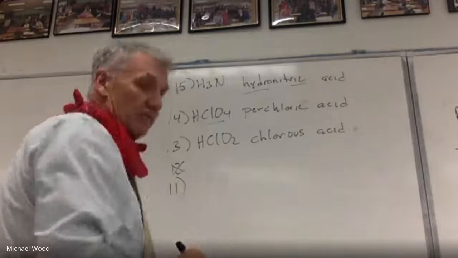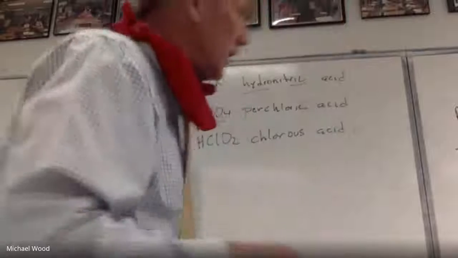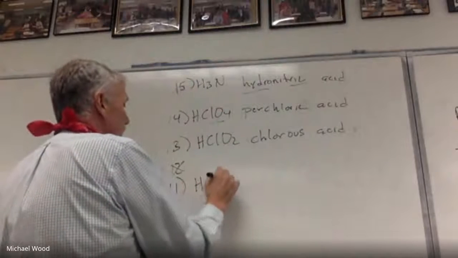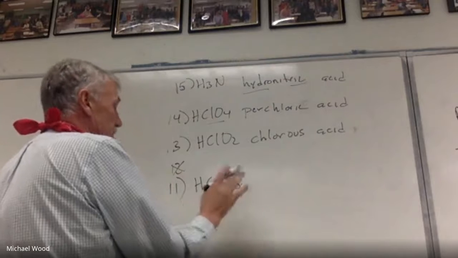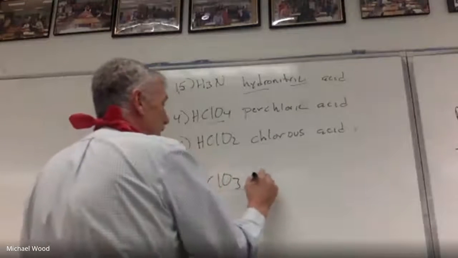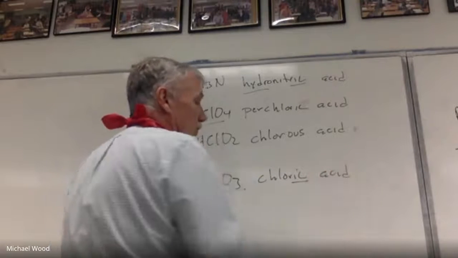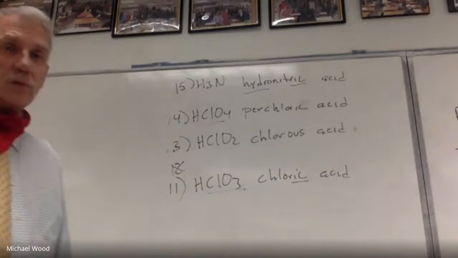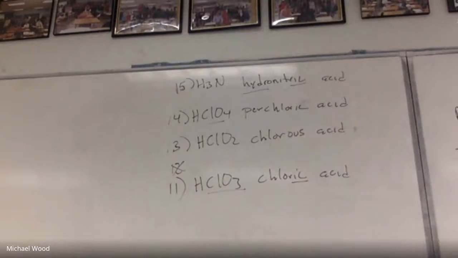And then number 11, then I'm going to go to the other side, is HClO3. Okay, so this one, the H tells me it's an acid, and that's it. ClO3 is chlorate, so ate-ic, so this becomes chloric acid. Okay, so that is how, if you're given the formula, you go to the name. Now let's go to the other side of the handout.